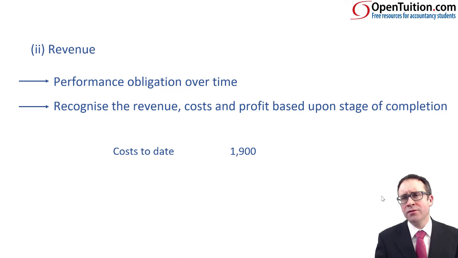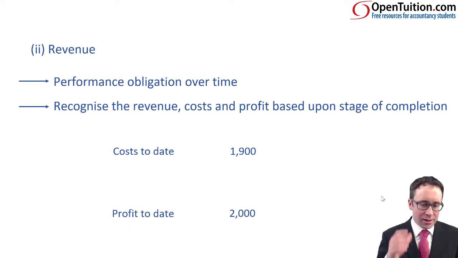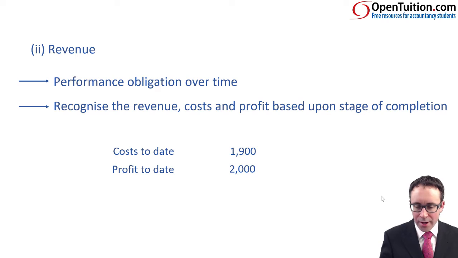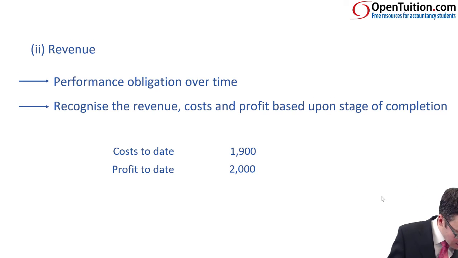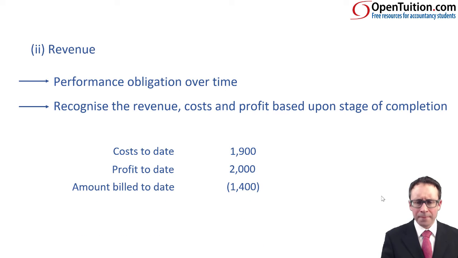Revenue, you need to look at things from the statement of financial position perspective as well. So what are we going to recognise with regard to our contract asset? So you take your cost to date, which are 1.9 million, your profit to date, your own figure, and it says we've received 1.4 million. So there we go. So that's the amount billed to date.